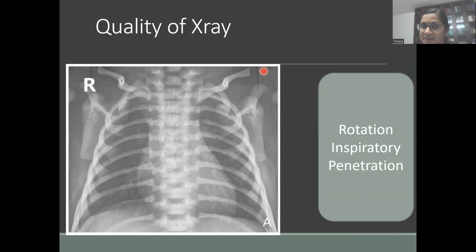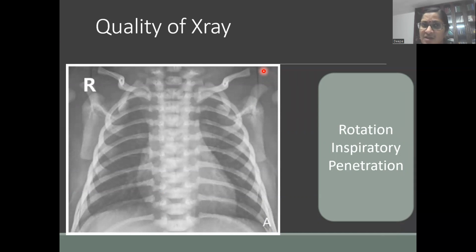So, for interpretation of any lab result or any radiological investigation, you should be sure of the quality of the investigations you are dealing with. So, in our case, it is X-ray. So, you should be sure of the quality of X-ray. Now, how do you assess the quality of X-ray?